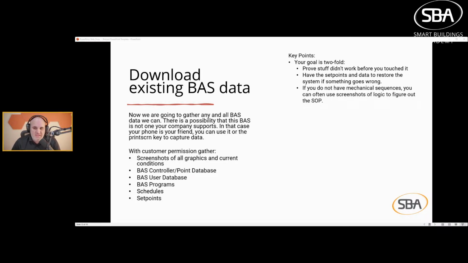Once you're doing this, ideally, you want to get screenshots of all graphics and current conditions for major systems. You want to grab the BAS controller points database, so set points, configuration of points, calibration, etc. Especially if you're going to reuse the IO, you want to understand the calibration. BAS user database, BAS programs, schedules, and set points.